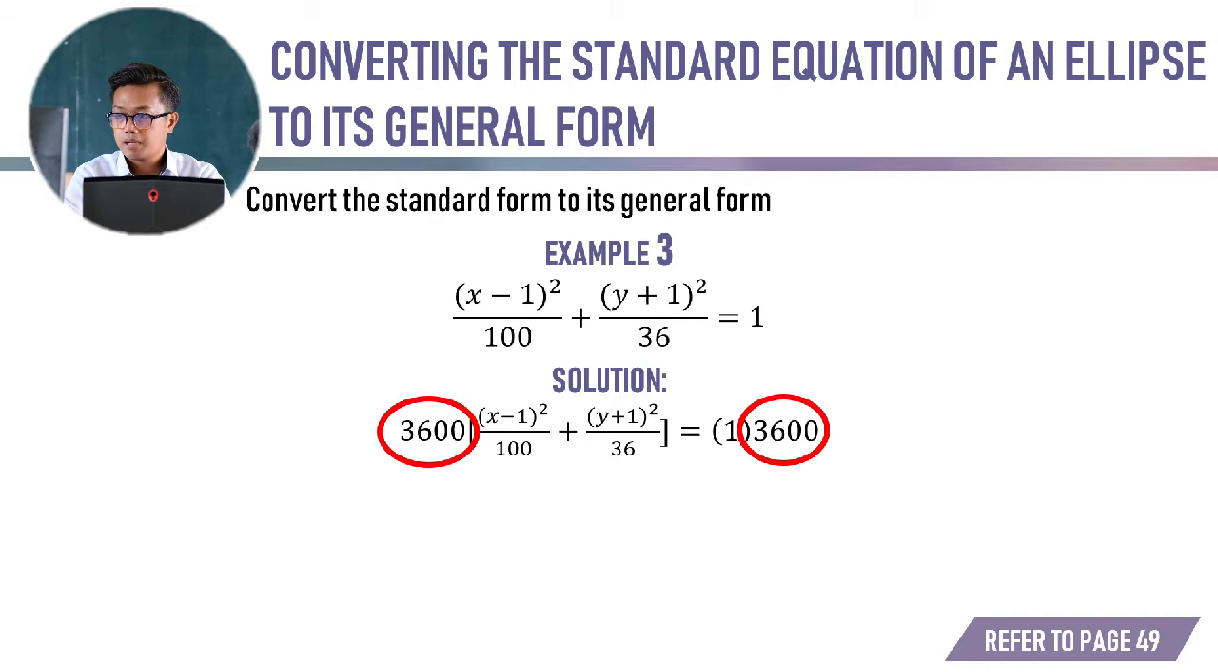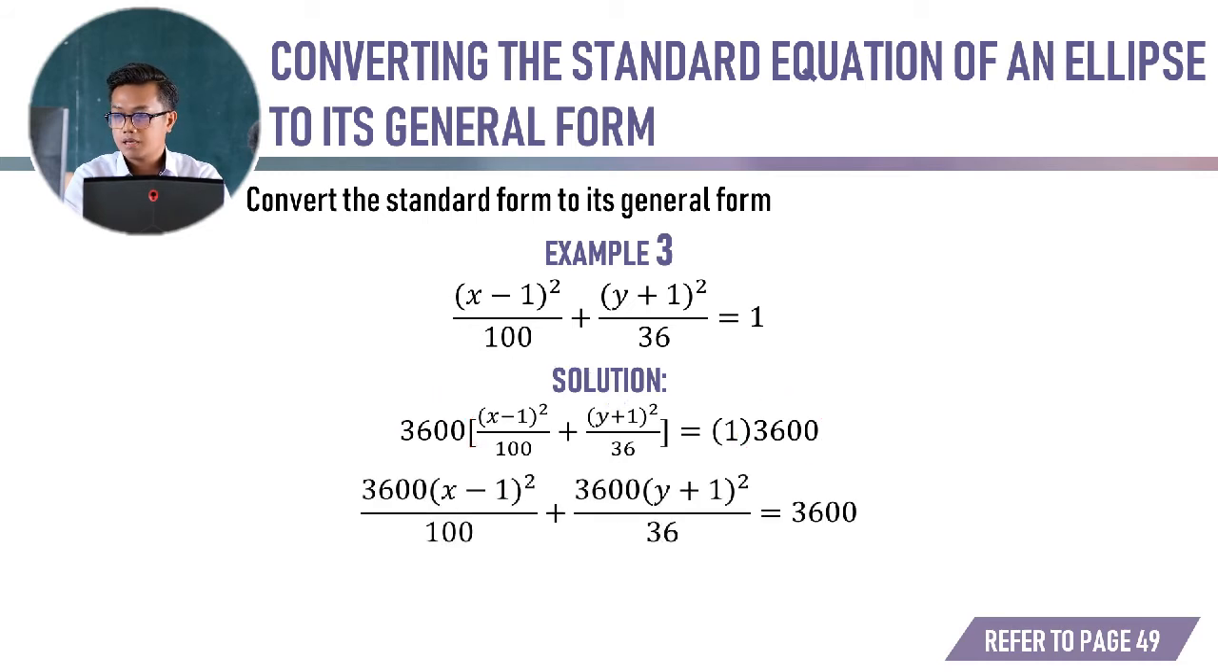Next is ma-distribute kita sang atong nga 3,600 sa atong nga first term and to our second term. So this becomes 3,600 multiplied by the square of x minus 1 over 100 plus 3,600 multiplied by the square of y plus 1 all over 36 is equal to 3,600. Simplifying 3,600 and 100, 3,600 and 36, this becomes 36 multiplied by the square of x minus 1 plus 100 multiplied by the square of y plus 1 is equal to 3,600.